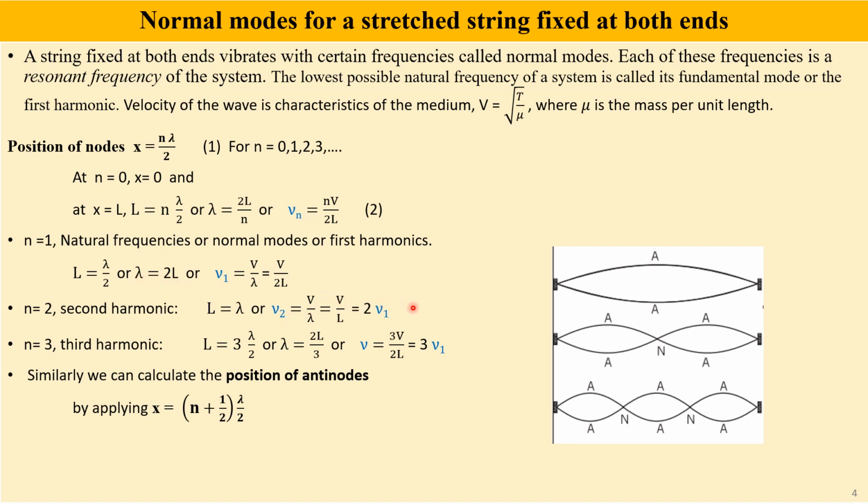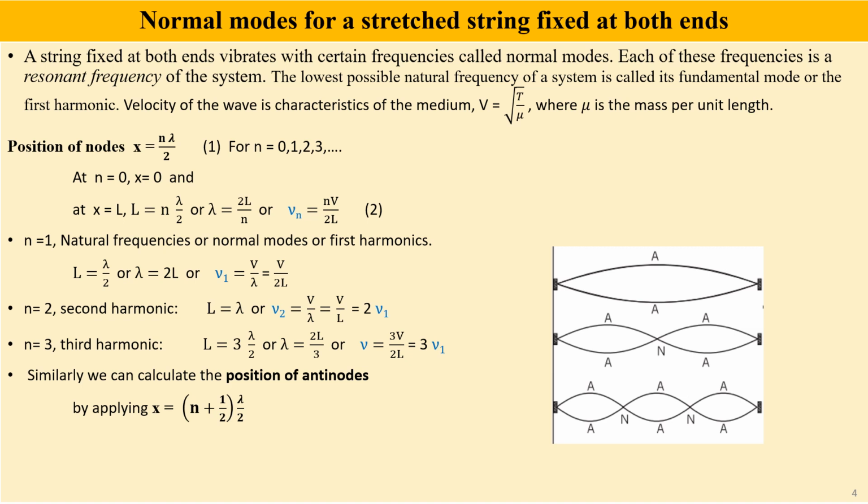This is for equation 1, or first harmonic, and the second harmonic is shown in the figure. So the distance between two consecutive nodes or antinodes is given by lambda by 2. Here this node and this node is lambda by 2 and this is lambda by 2. And thus we can also find the third harmonic. First harmonic is here, and second harmonic and third harmonic are shown in the figure.